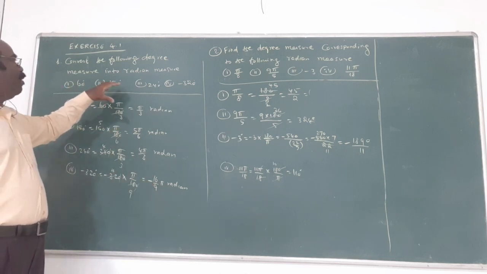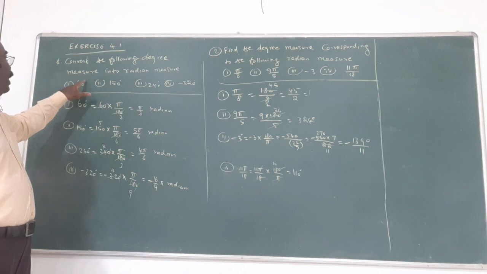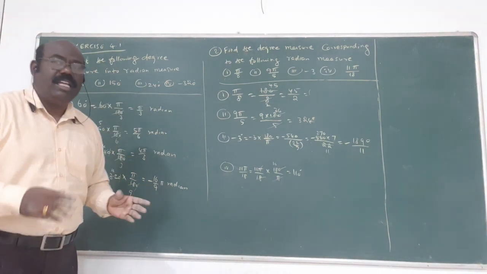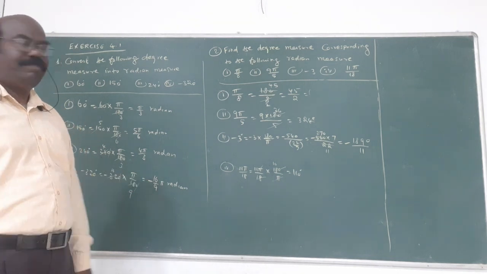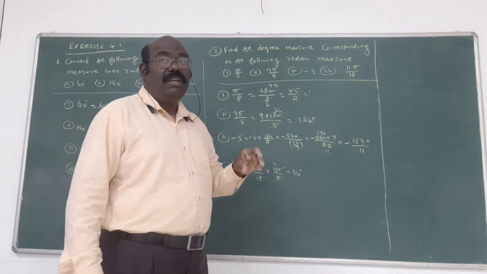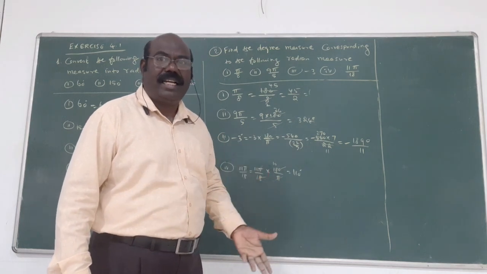Without pi involved, that's called the degree method. This is converted to the radian method, meaning you want to use pi. That's all. Next is to find the degree measure. That means the answer without pi is called the degree measure.